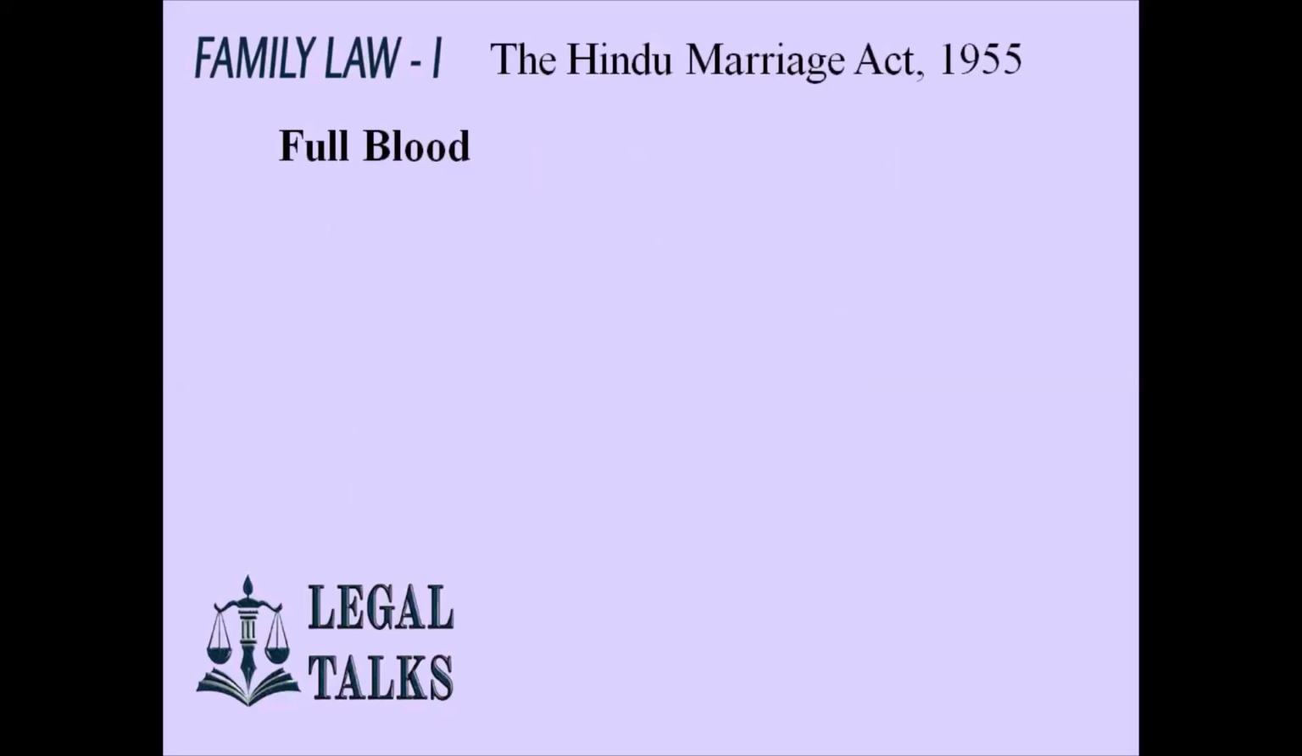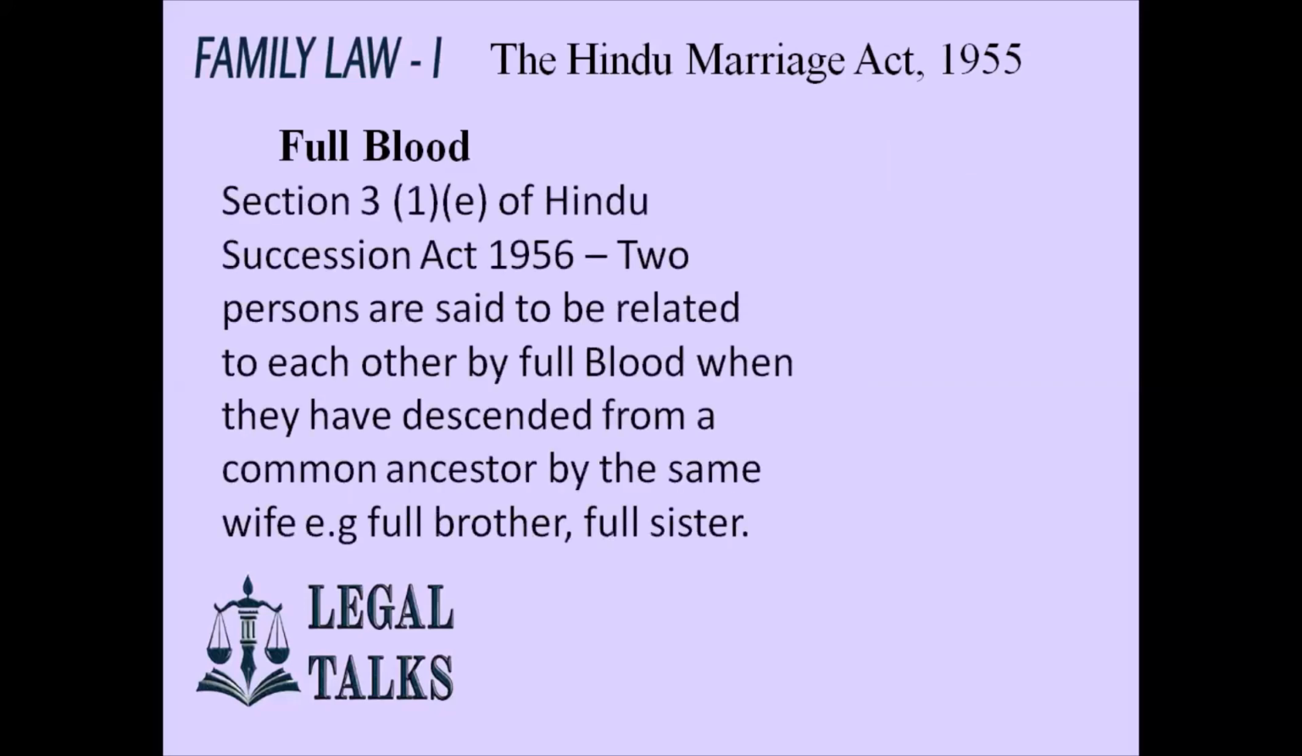So moving on further, let us discuss a few important terms like full blood, half blood, and uterine blood. We'll start with full blood. According to Section 3(1)(e) of the Hindu Succession Act 1956, two persons are said to be related to each other by full blood when they have descended from a common ancestor by the same wife. They will be referred to as either full brother or full sister. Let us try to understand it in the light of an example.